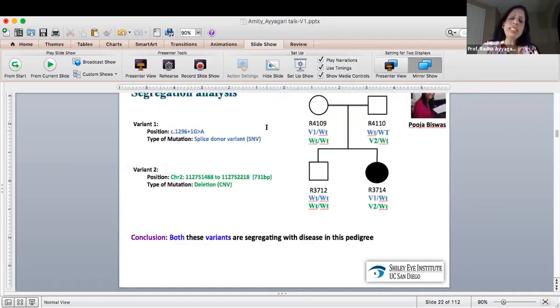When we tested the segregation of these two variants, we could see that the splice variant is inherited from the mom and the deletion variant is inherited from the dad.